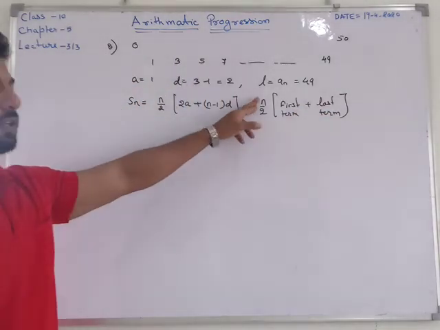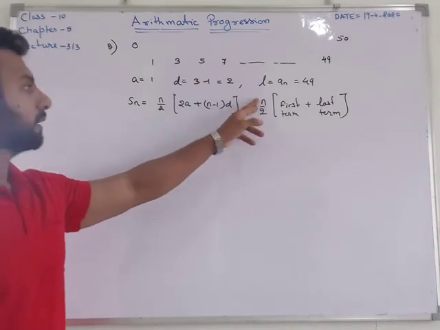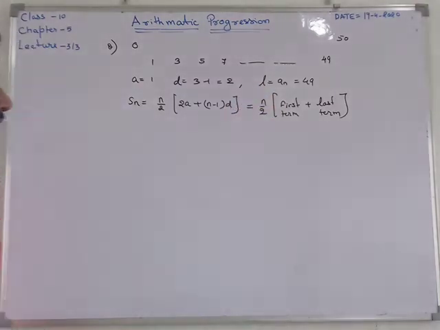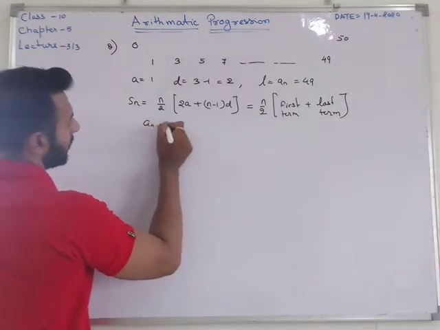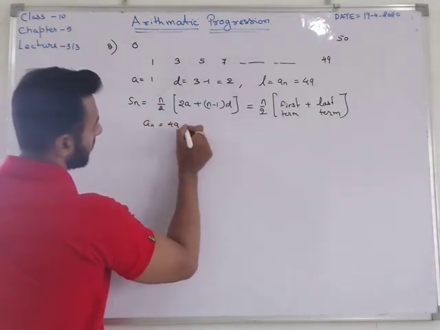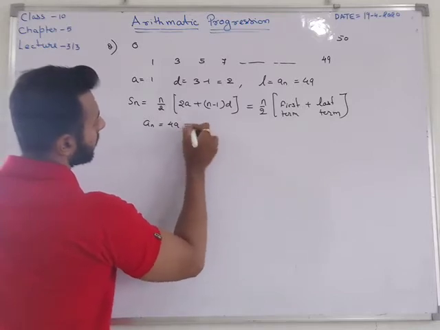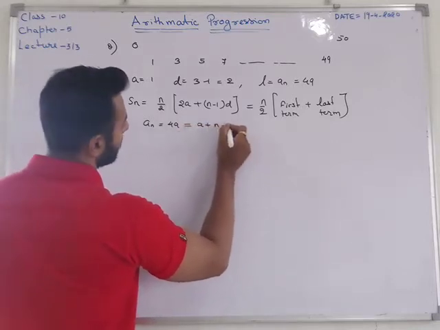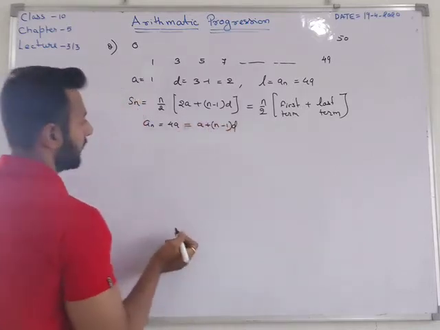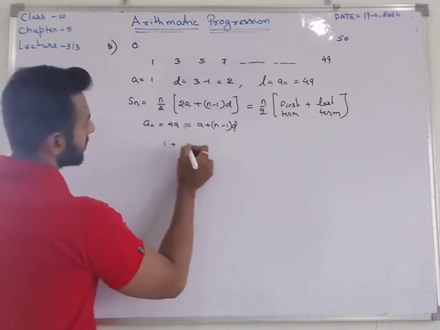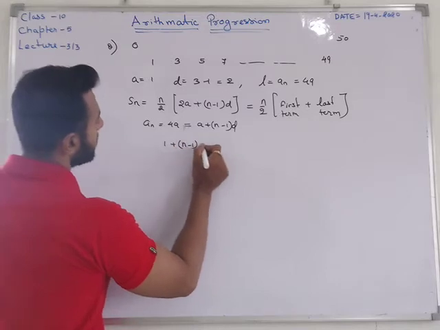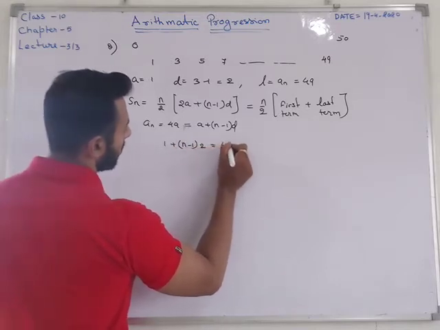Here we don't know the value of n. First we have to identify the value of n by the general formula of nth term. An is equal to 49 means a plus (n minus 1) into d is equal to 49. a is 1 plus, and we have to identify d, is 2, is equal to 49.